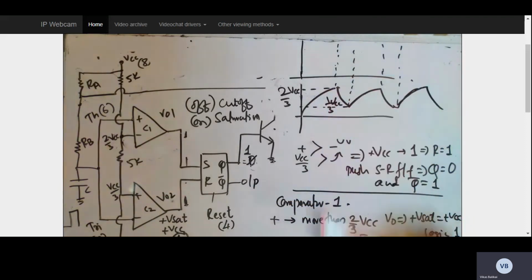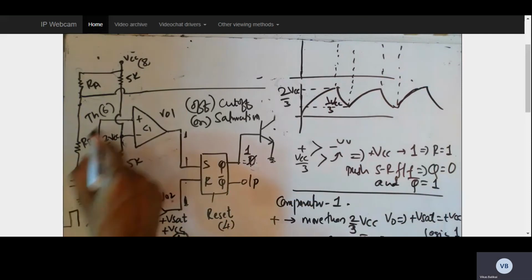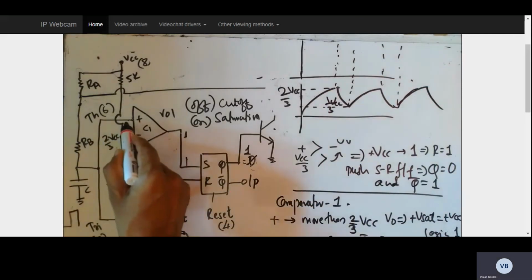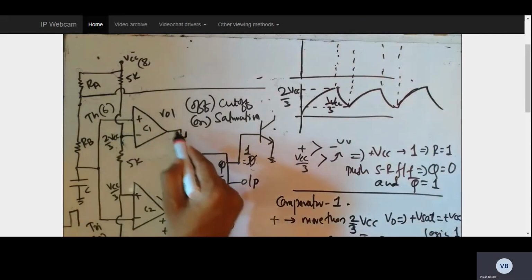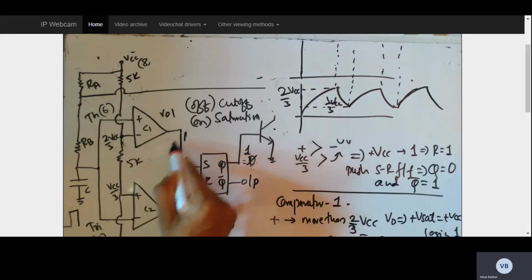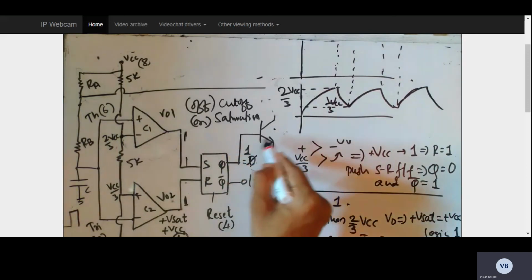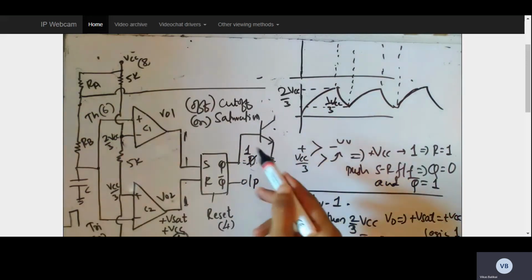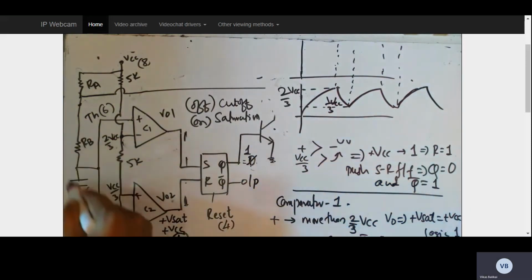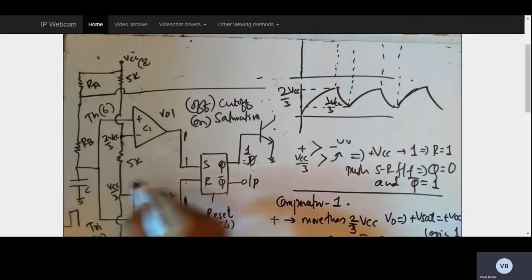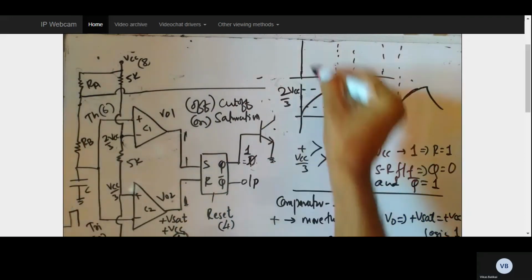So when the capacitor is charging, like over here, and as soon as it reaches 2/3 VCC, what is going to happen with respect to comparator 1? It is going to fetch me a value of 1. So this 1 will ensure the transistor is on, and as a result, the capacitor discharges. So until 2/3 VCC of my capacitor charge, my output will be 1.